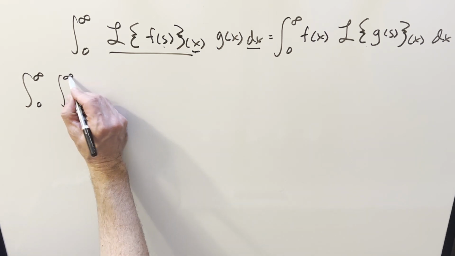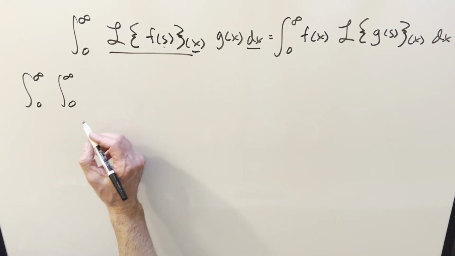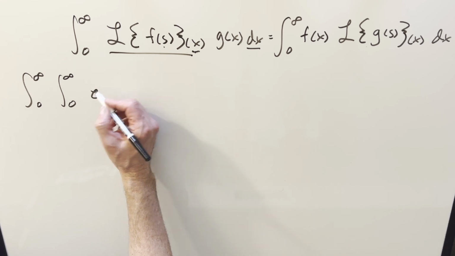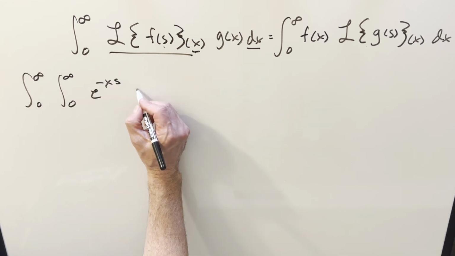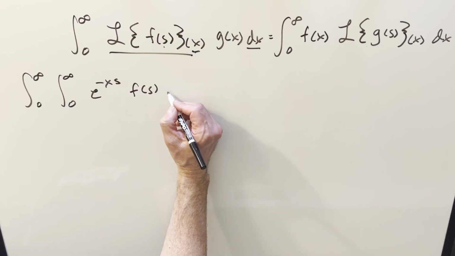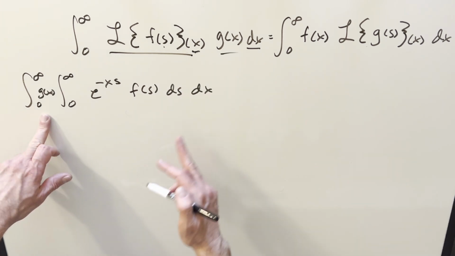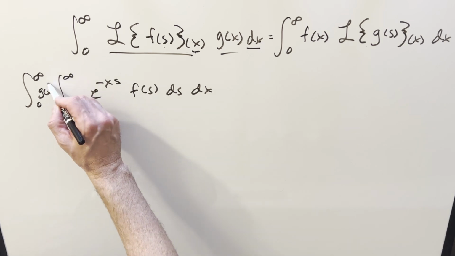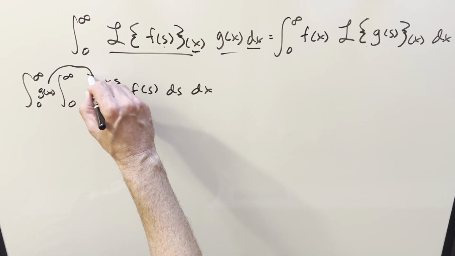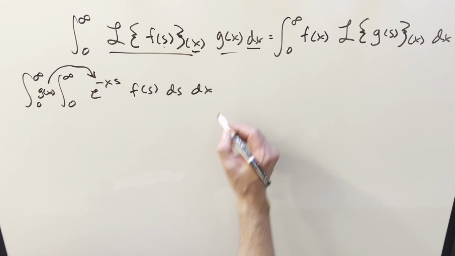So to write this by the definition, still an integral from 0 to infinity. Now for the e part, we reverse the variables. So I'm going to write it as e to the minus xs. We'll have this f of s function ds. And then for the outer integral, we're integrating with respect to x. And then from here, let's just multiply the g of x in. Even though it's a constant with respect to s, I can multiply it in.